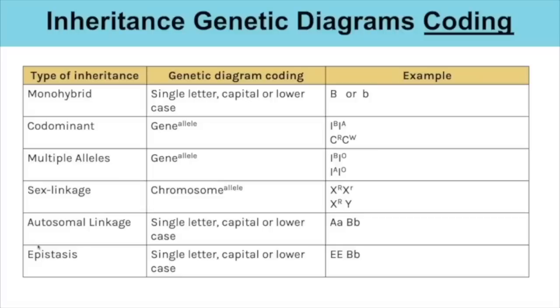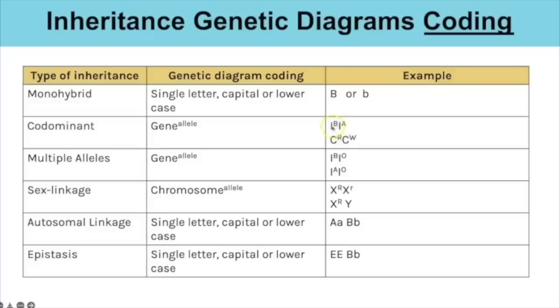So to help you with that all in one place, I've got you this genetic coding table. So for the different types of inheritance, this is how you would represent it in a genetic cross. A monohybrid is what you would have done at GCSE. So you pick a letter to represent the gene, capital is the dominant allele, lowercase is the recessive. For codominant, because they're both dominant, you can't go for a capital and a lowercase. So instead, the base letter is representing the gene, and the superscript letter is representing the allele.